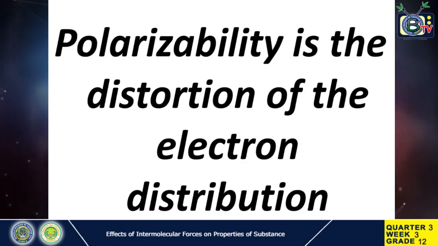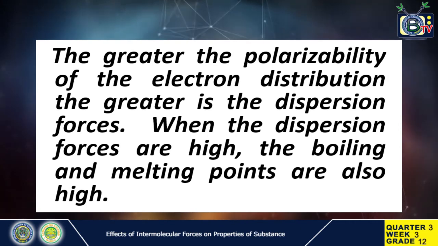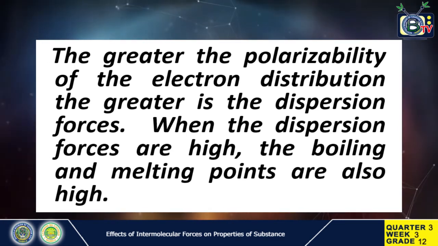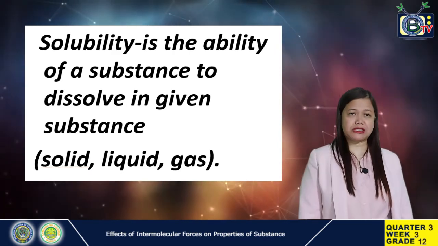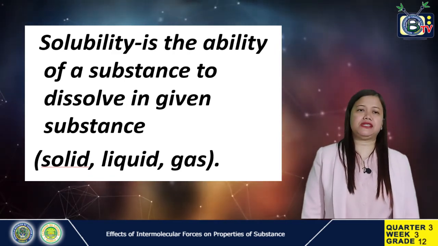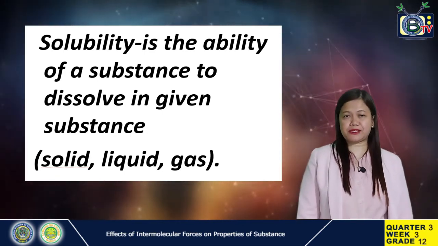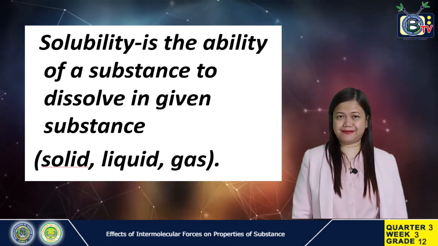Polarizability is the distortion of electron distribution. The greater the polarizability of the electron distribution, the greater is the dispersion forces. When the dispersion forces are high, the boiling and melting points are also high. And let's move to the last one, which is solubility, which is the ability of a substance to dissolve in a given substance, such as solid, liquid, and gas.